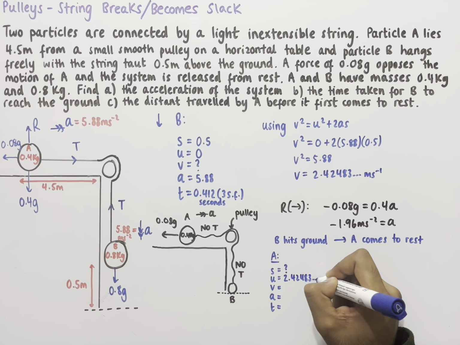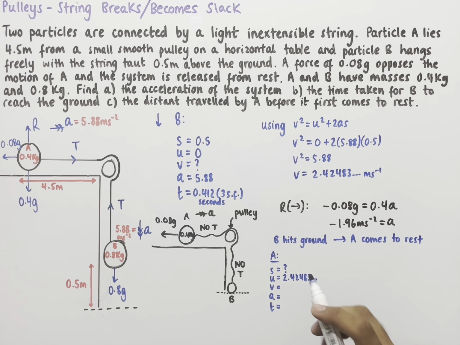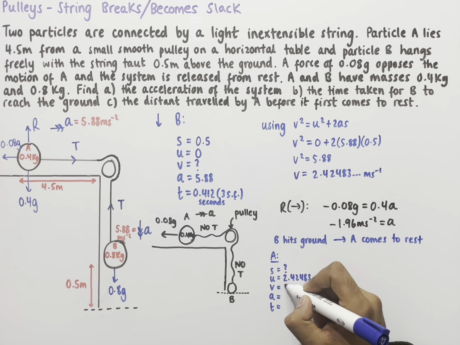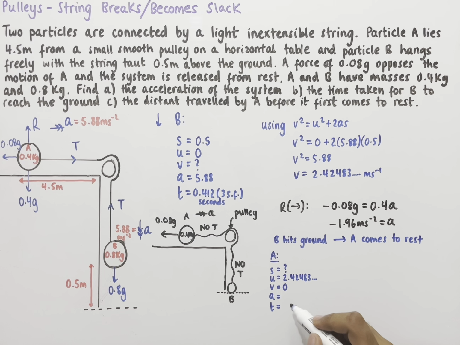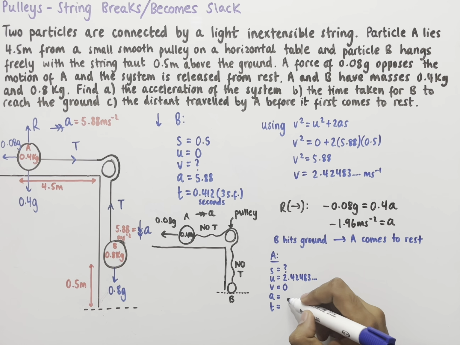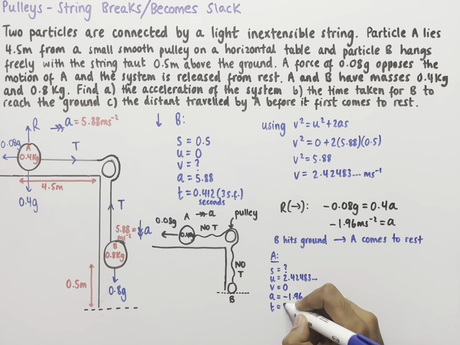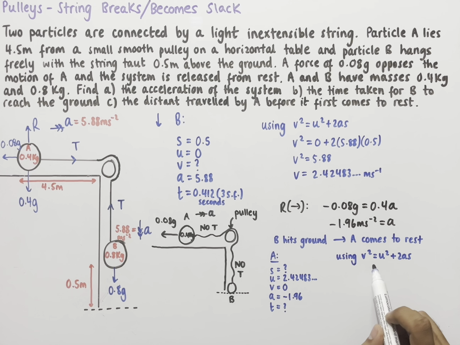And so the initial velocity is equal to 2.42483, and so on. Now, since we're trying to find the distance traveled by A before it first comes to rest, we're considering when the final velocity is equal to 0. The acceleration of the particle is equal to minus 1.96, which is what we just worked out. And then the total time taken, we don't know. And so using v squared equals u squared plus 2as, we get the following.